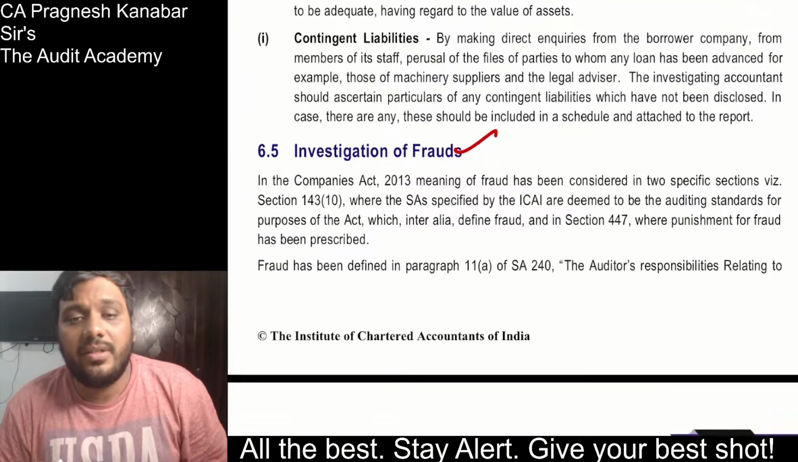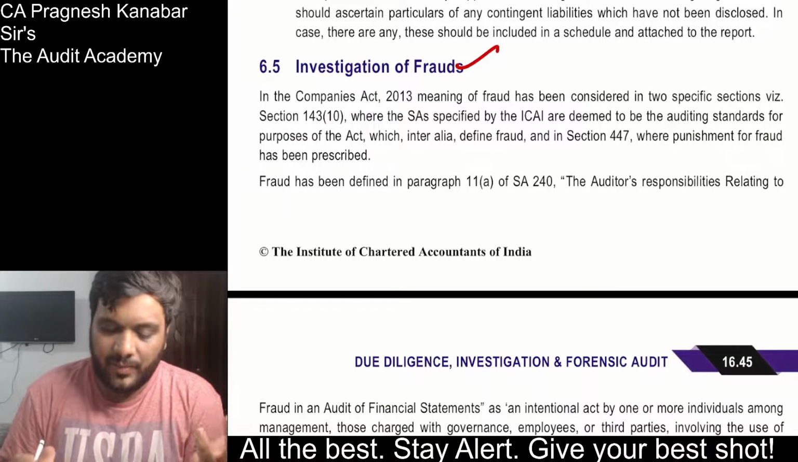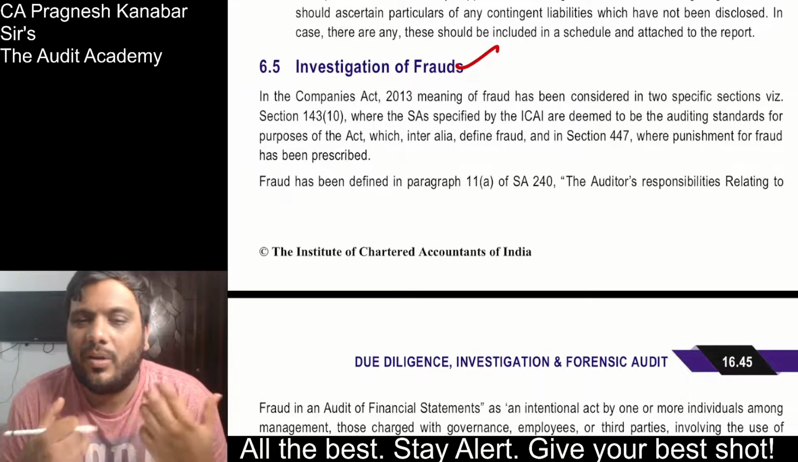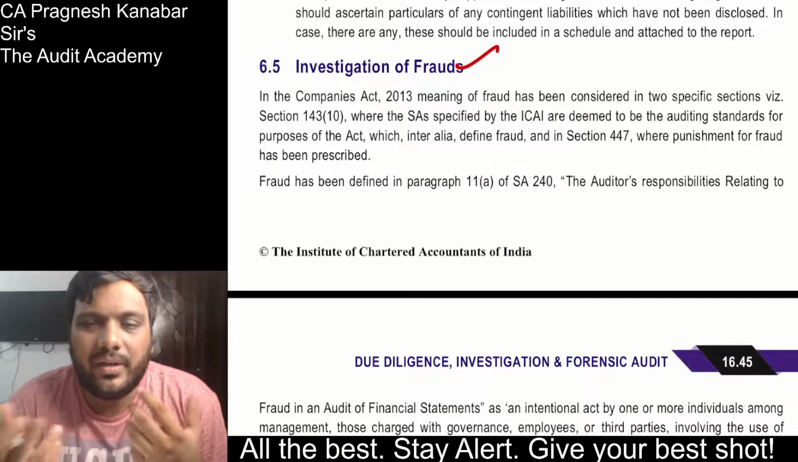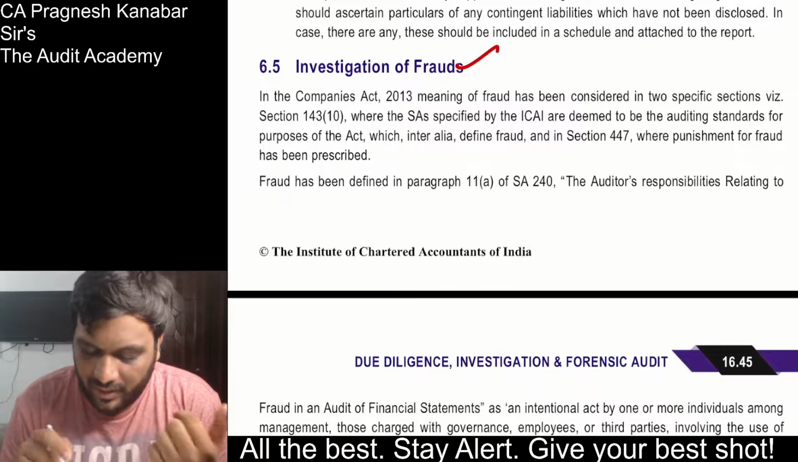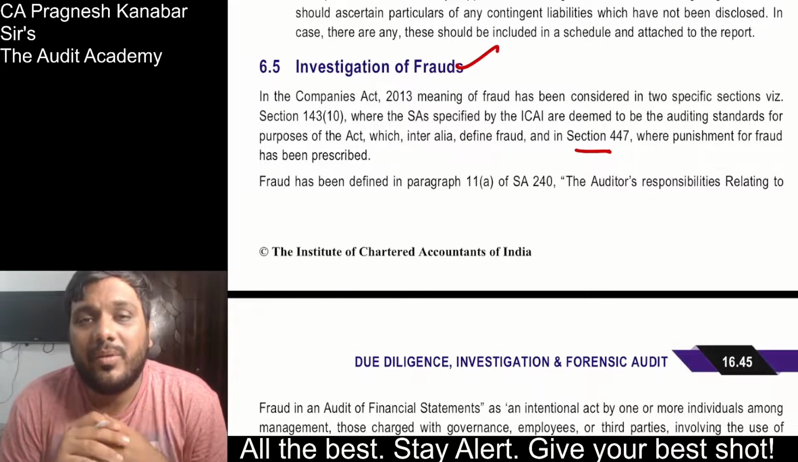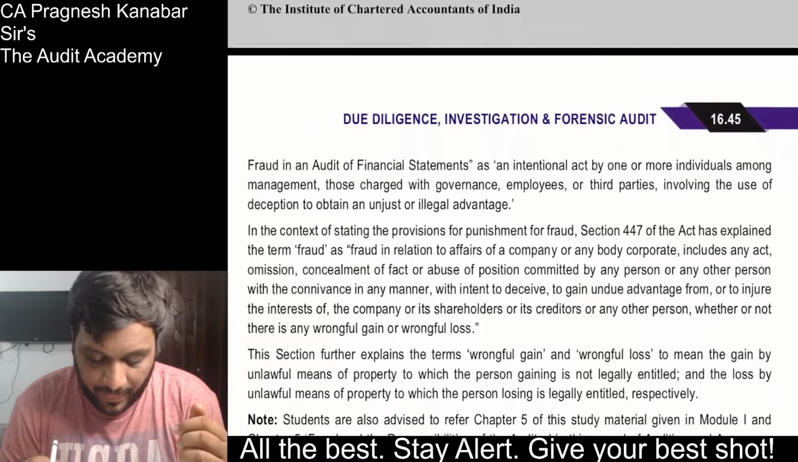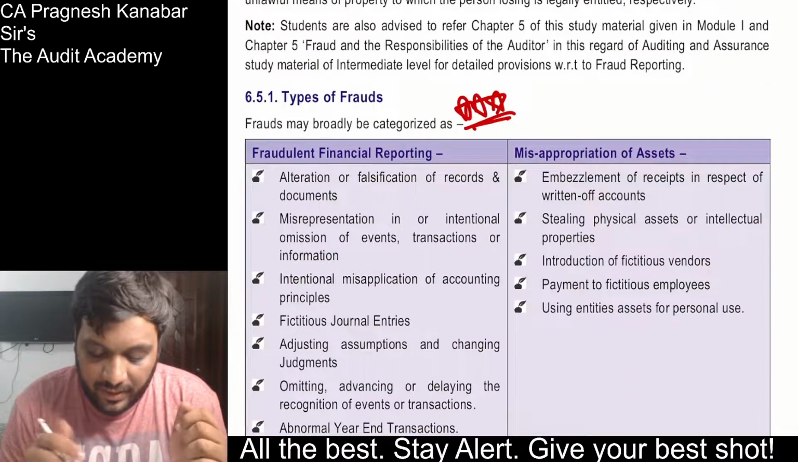Then you have this investigation of frauds. Anyways, with respect to fraud, we discuss a lot of stuff in SA 240, section 143(12), clause 11 of CARO 2020. All right, so lots of discussions happen over there. In your law paper also you discuss section 447. So they have just given some references over here. That is fine.